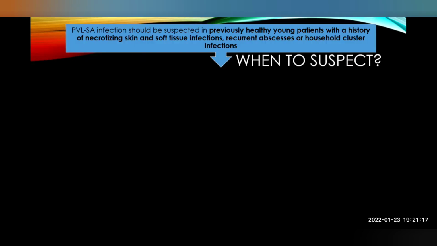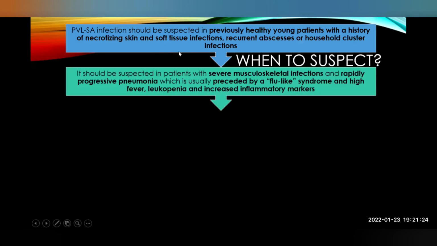So when will you suspect this? It can be suspected in patients having sudden onset flu-like symptoms, then continuing to have necrotizing fasciitis and recurrent abscess, or a household cluster of infection. Usually the history is that the patient presents with severe musculoskeletal infection and then rapidly progressive pneumonia, preceded usually by flu-like symptoms, with fever, leukopenia, and increased inflammatory markers.